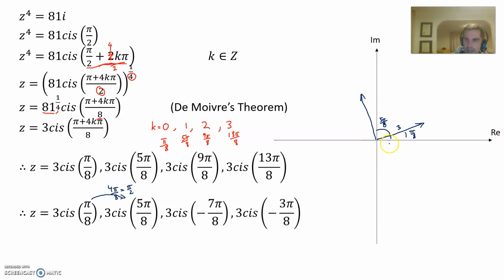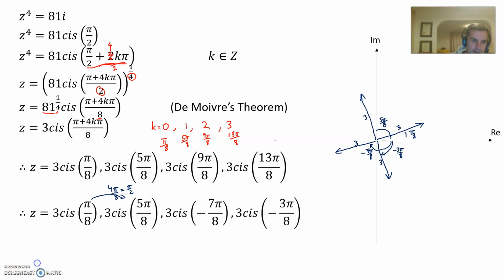When we do negative 7 pi over 8, that's going to put us back right over here. So that's negative 7 pi over 8. Again, these have all got a length of 3. And then our final solution is negative 3 pi over 8, which is down there. So they all have the same length. So if you imagine you could draw a circle with a radius of 3, they would all lie on that circle.